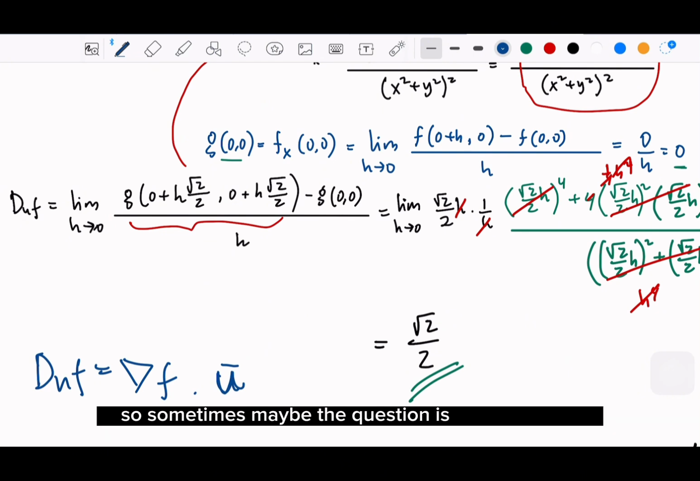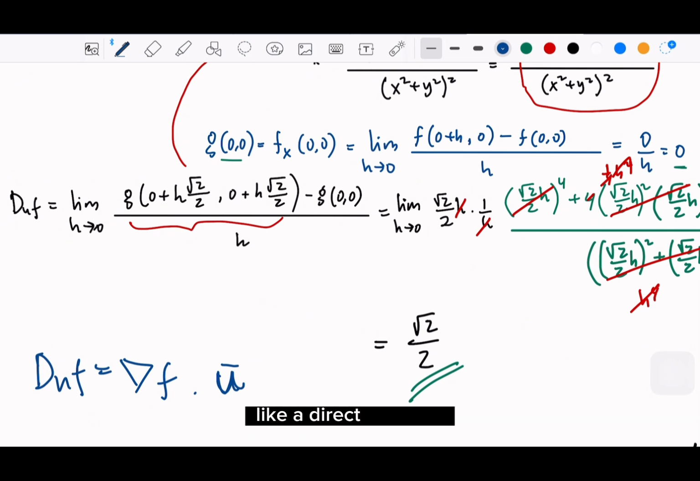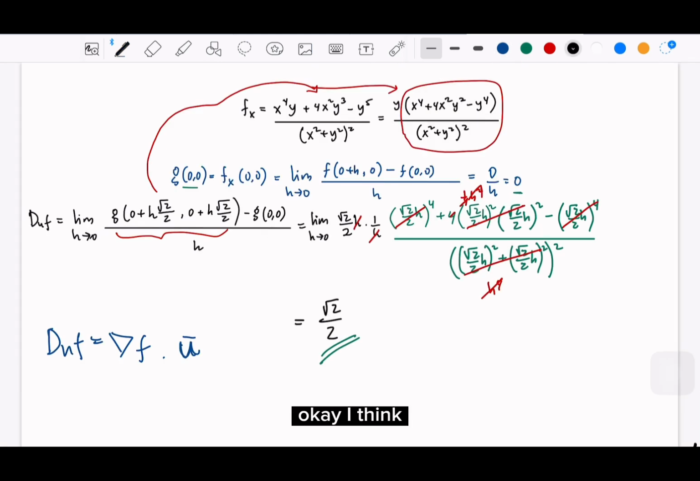So sometimes maybe the question is not really direct. Okay? This part is practical implications. What we are doing when we have a direct question: you know the function, you know the unit vector, and it's just asking for the directional derivative. Just compute, basically regular computations. But this type of question, like we did here, is forcing you to go back to the definition of the partial derivative, which is going to have a limit. Okay, I think.